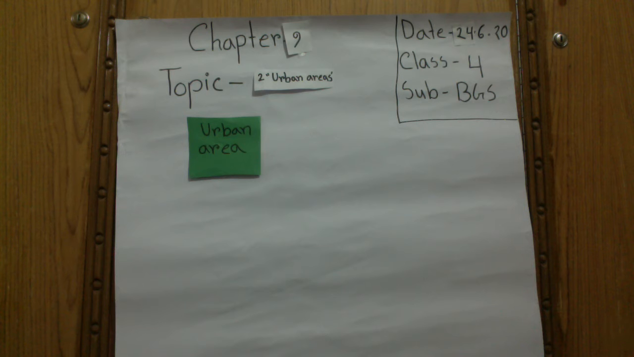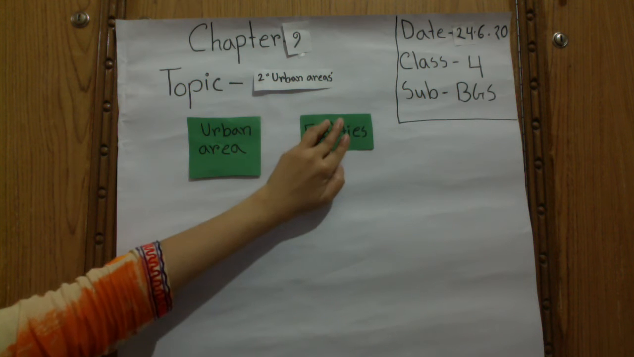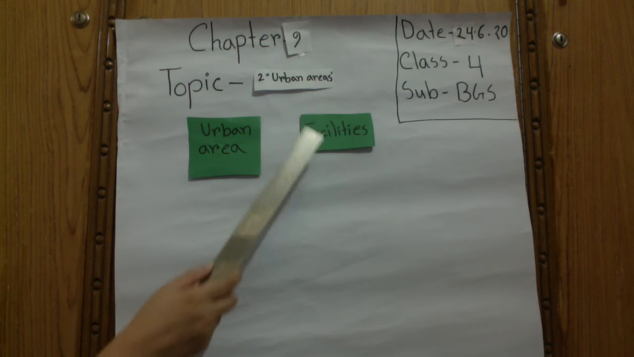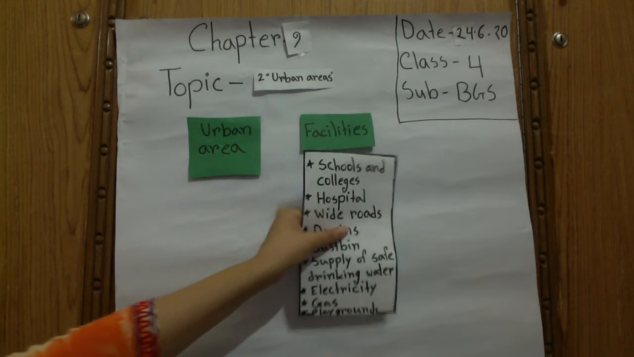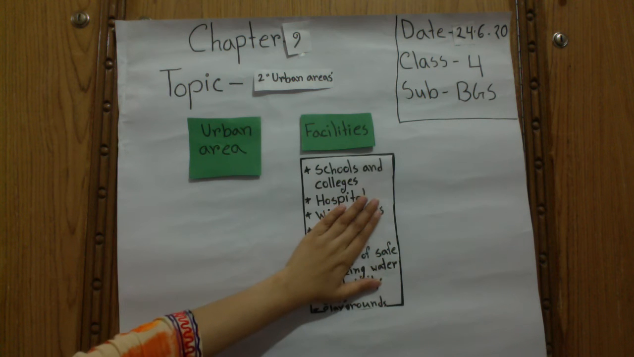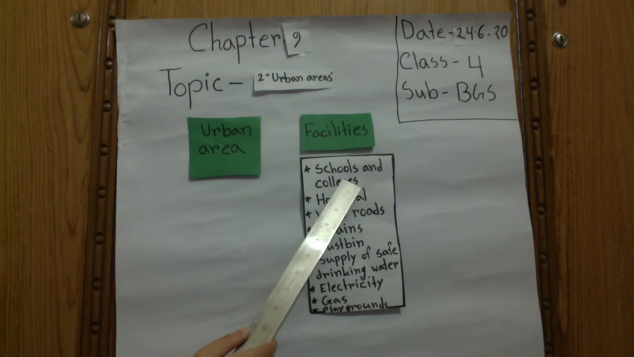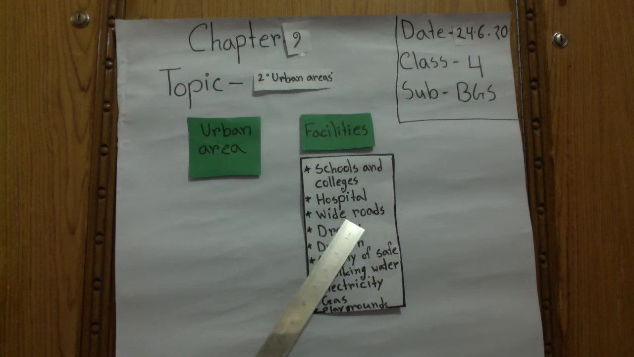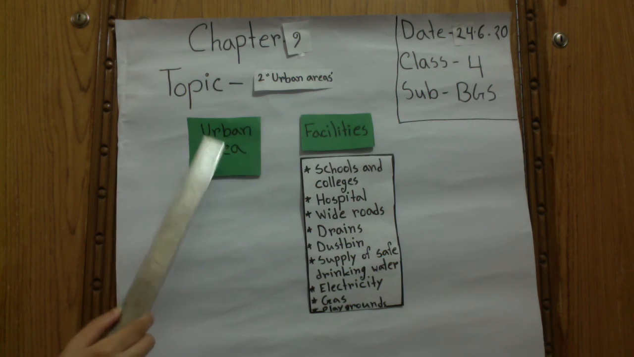Okay, so now what type of facilities do we need from the urban area? The facilities we need from the urban area are here. Schools and colleges, hospitals, wide roads, drains, dustbin, supply of safe drinking water, electricity, gas and playgrounds. All the facilities we need, from where? From the urban area.